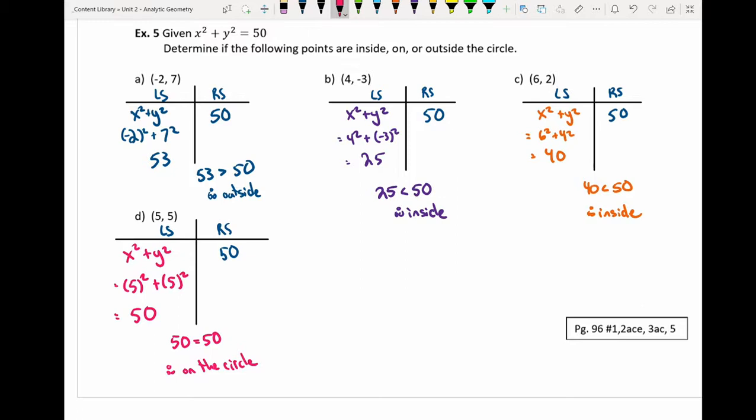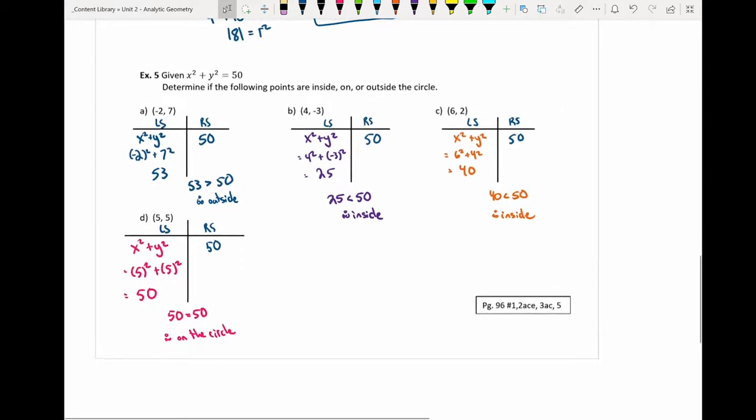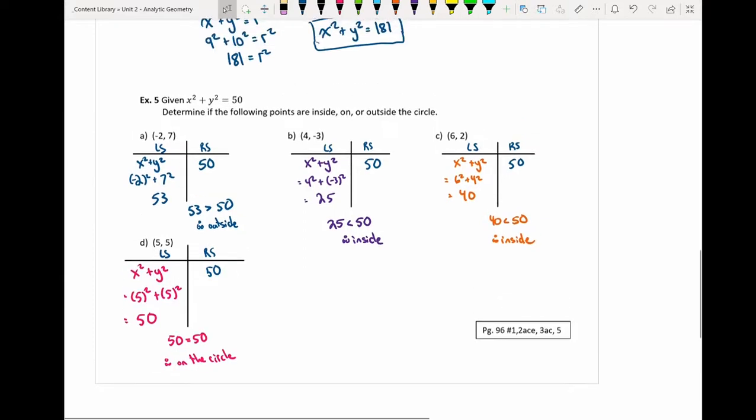So from this note, the main thing you should be getting is that the equation of a circle with center 0, 0 is in the form x squared plus y squared equals r squared, and r represents the radius. If you're trying to figure out if a point is inside, on, or outside the circle, do left side equals right side, and then compare your two values. If it's greater than the r squared, it's outside. If it's less than, it's inside. And if they're the same, then it's on the circle.